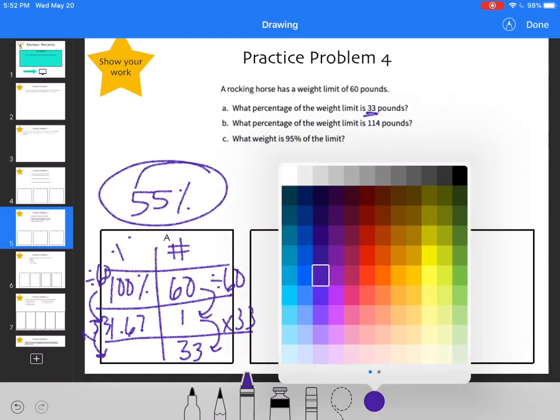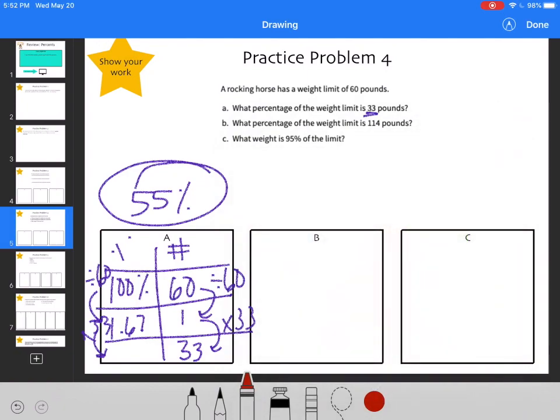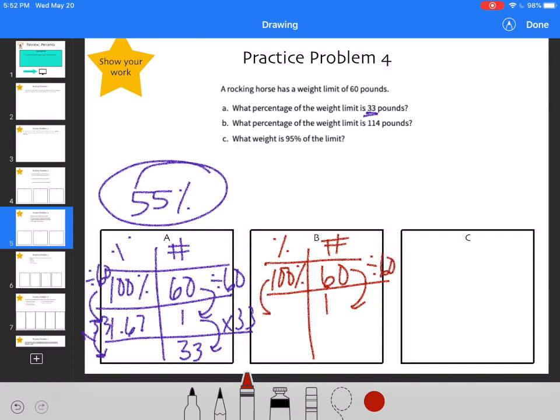So then for the next one it says, what percentage of the weight limit is 114 pounds? So I've got a percentage, I've got a number, I've got 100% is 60 pounds. So I want to figure out again what one pound is going to be. So I divide by 60. So I end up with 1.67 again. Then I'm going to figure out what 114 pounds is. It's going to be almost 200%.